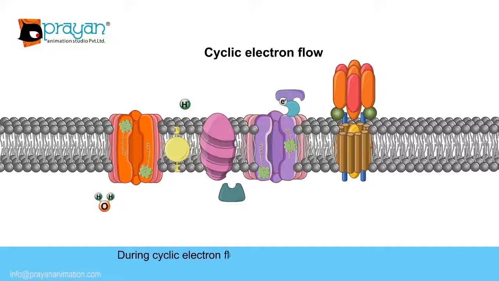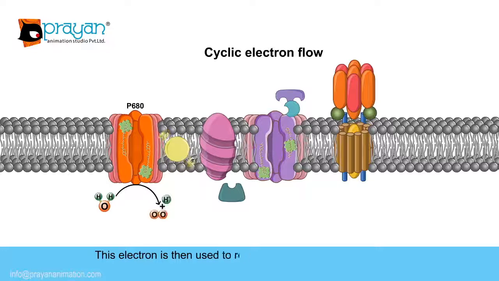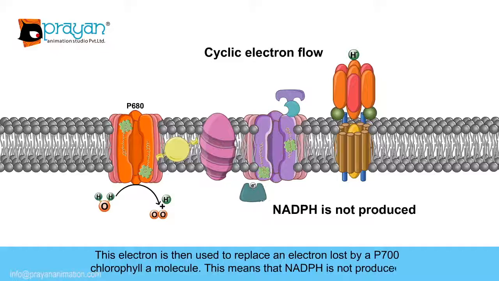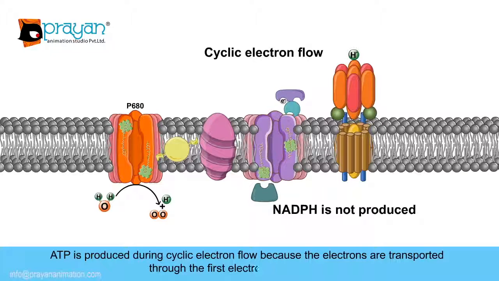During cyclic electron flow, Fd passes the electrons to the cytochrome complex of the first electron transport chain. This electron is then used to replace an electron lost by a P700 chlorophyll A molecule. This means that NADPH is not produced. ATP is produced during cyclic electron flow because the electrons are transported through the first electron transport chain.